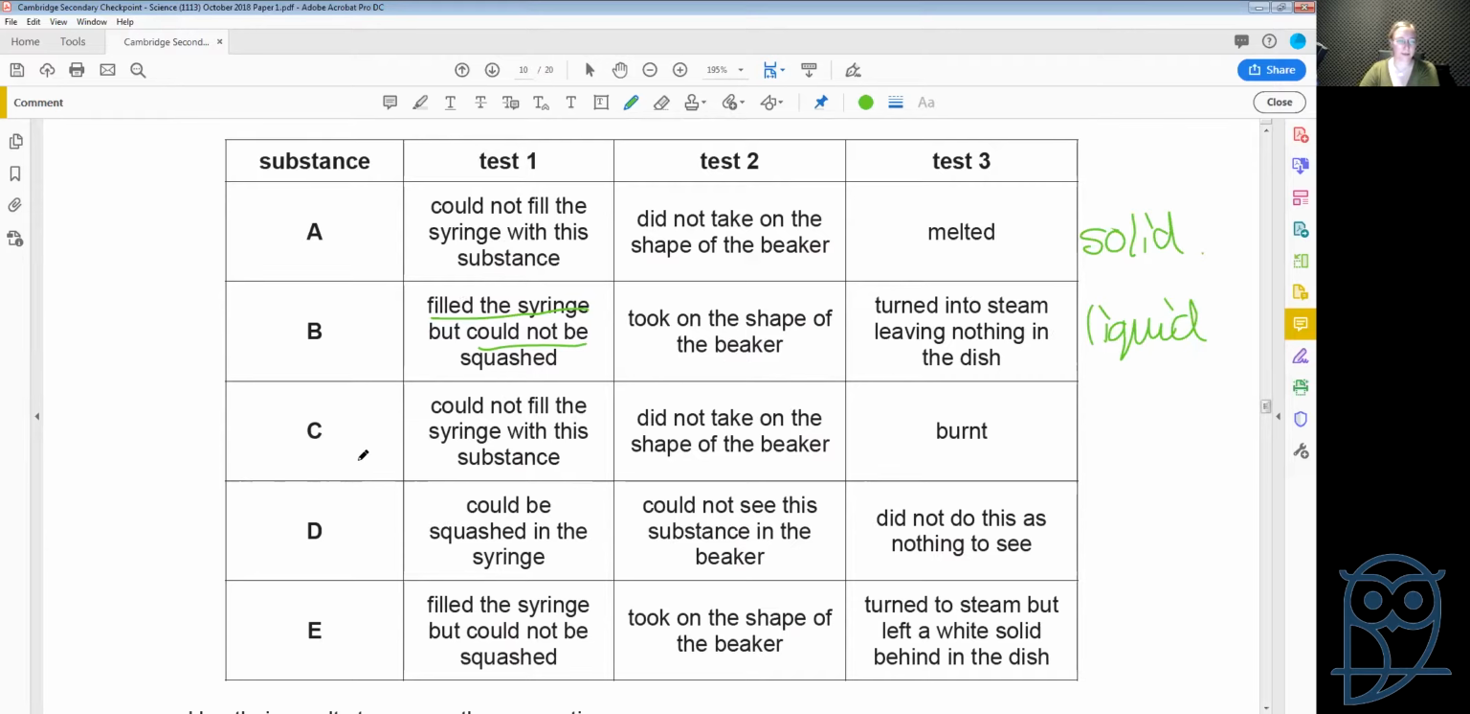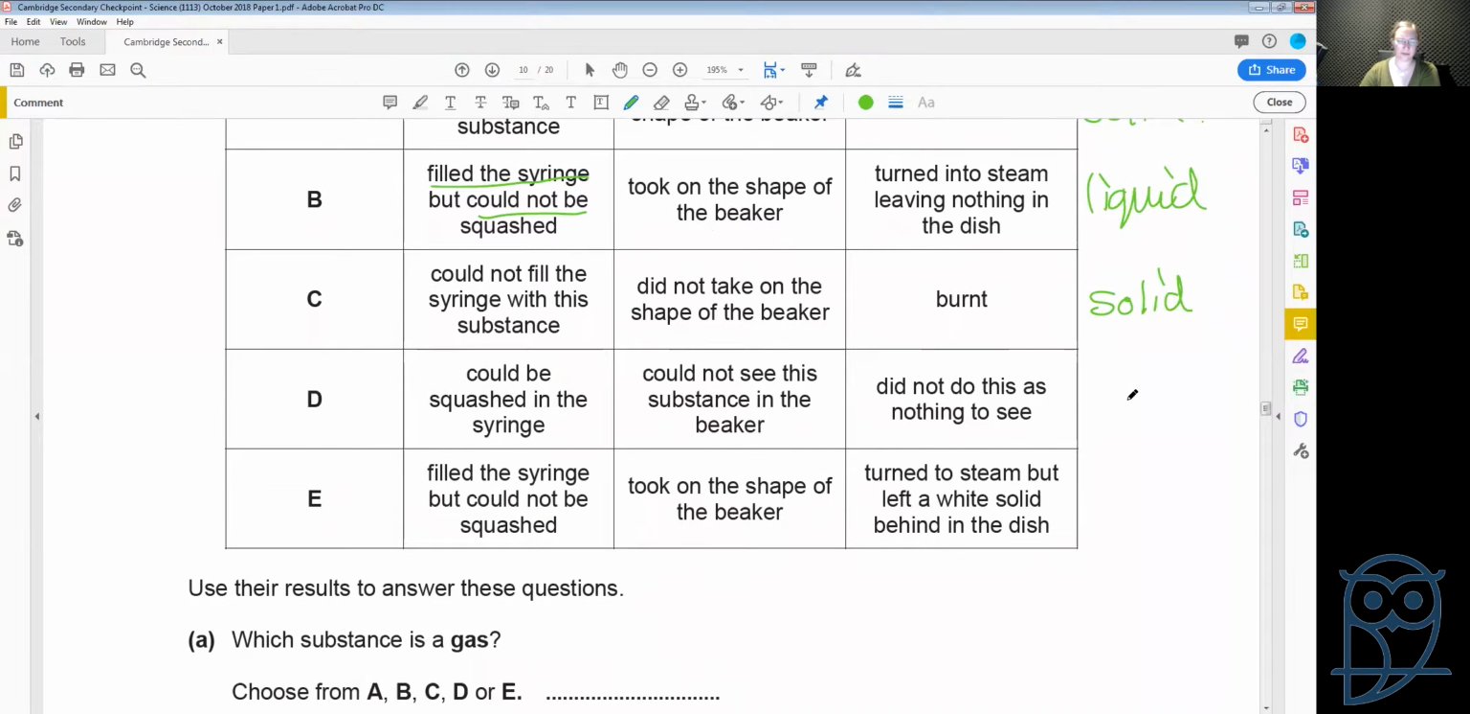So test substance C said they could not fill the syringe with the substance. This looks familiar from test 1. This is probably a solid, so let's go on. Did not take on the shape of the beaker, that's the same. And instead of melted, it burnt. So this is still a solid, but this time it may be something like wood that burnt instead of melted.